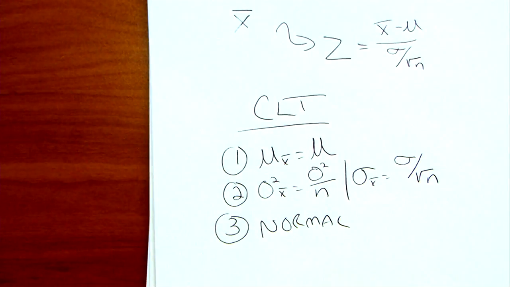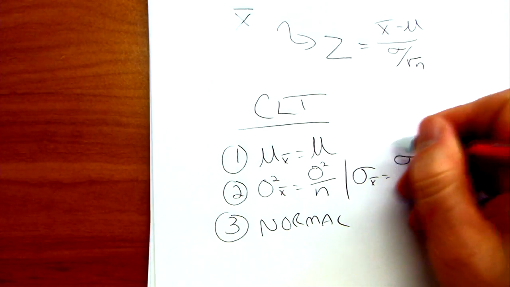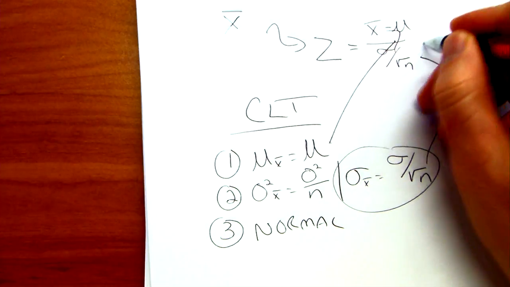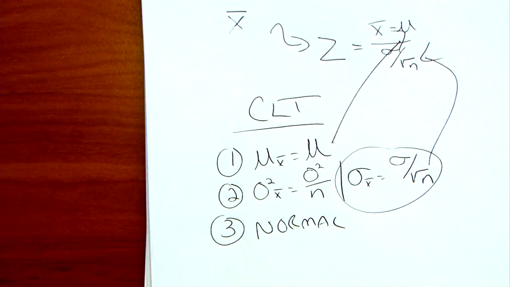So this allowed us to use this formula because, if you recall, the mean stayed the same, so we didn't change it, and the standard deviation went from this to this. So that is kind of the foundation that allowed us to apply that formula.